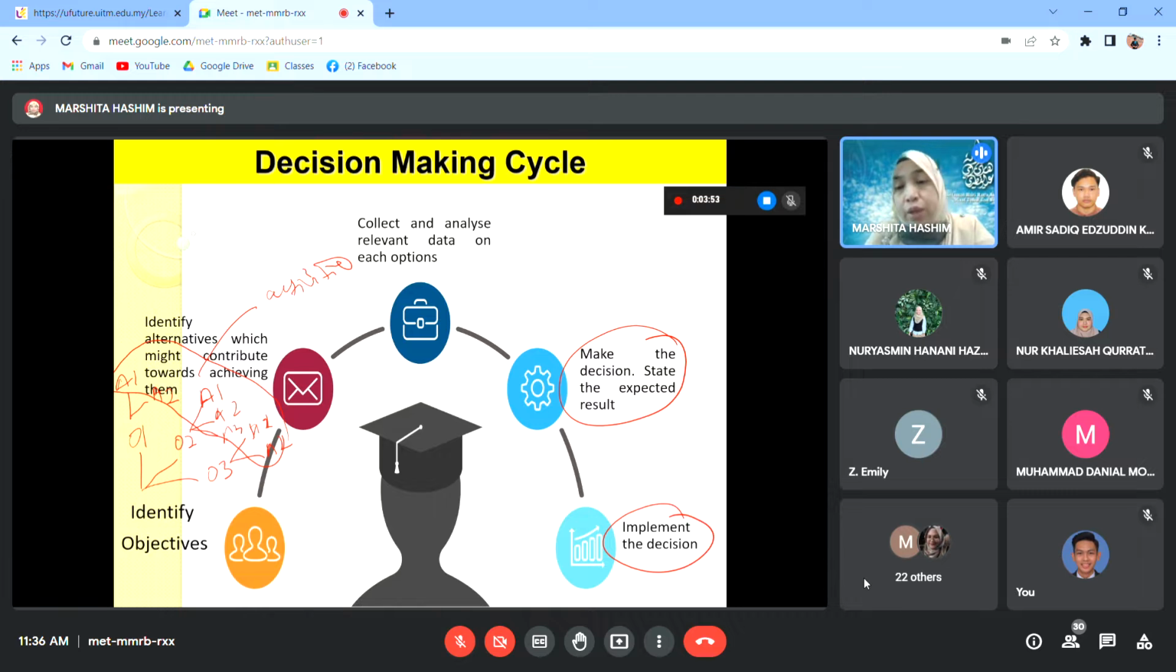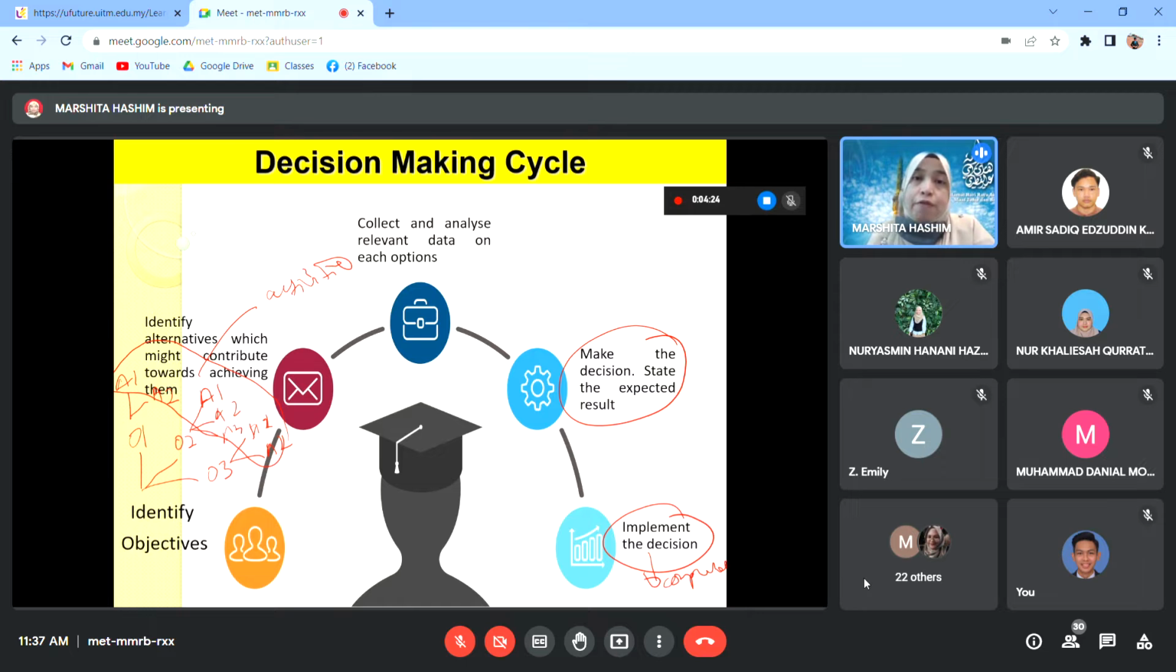So now control comes into the picture. Remember, you have 2 control systems: a feedback control system and a feed-forward control system. In the feedback control system, after you implement the decision, after you complete the process, then you analyze the results. If you have negative results, you take corrective actions so that in the future, those problems will not occur again.